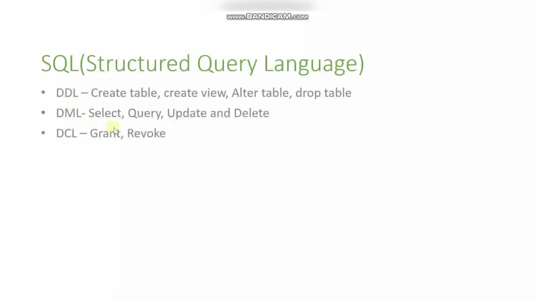DML means whatever CDS view we have created, we will be querying it, updating it, or doing some operations on that CDS view which will cause manipulation of data. That is called DML. And DCL means Data Control Language, which means we will be giving authorization or removing access. All those things will be under DCL.